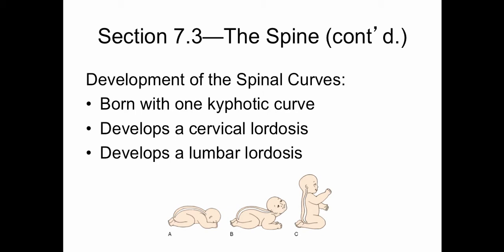A kyphotic curve is a kyphosis. A lordotic curve is a lordosis. These terms are often misused in that they are used to describe an individual who has an excessive kyphotic or lordotic curve. An excessive kyphosis should correctly be termed as hyperkyphosis or hyperkyphotic curve. An excessive lordosis should correctly be termed a hyperlordosis or a hyperlordotic curve.